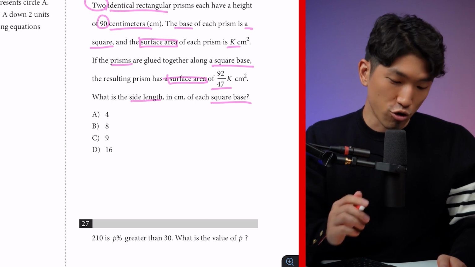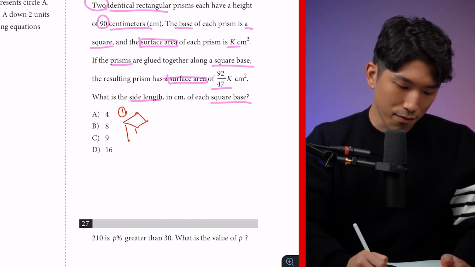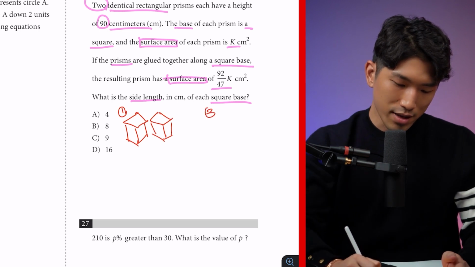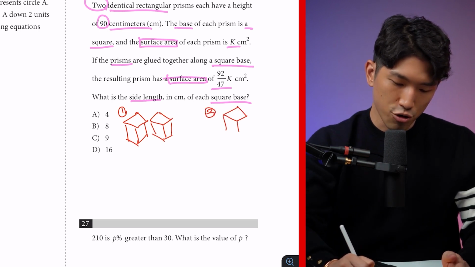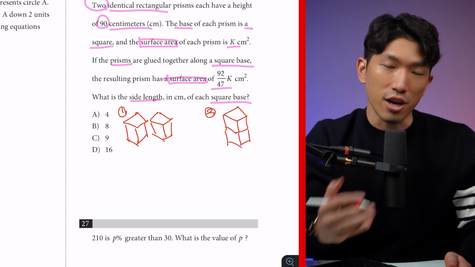So always draw stuff out. First, we have two rectangular prisms that are kind of right next to each other. And second, we have another situation where we have these two prisms just stacked on top of each other. And because we're talking about surface area, let's go over surface area for each of these types.